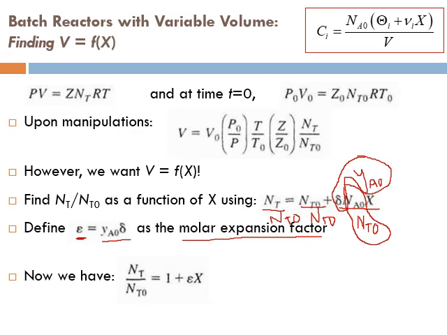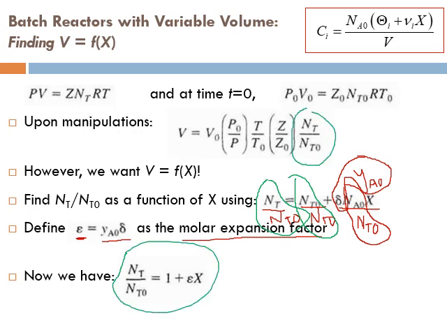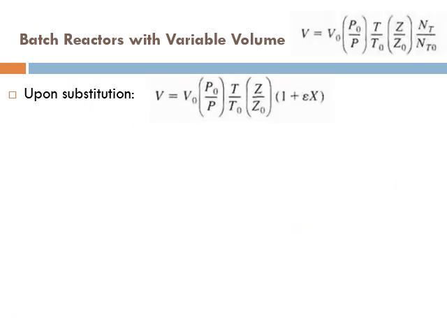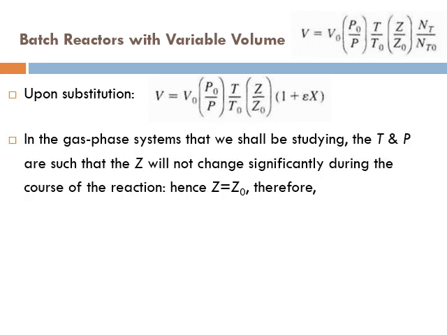Molar expansion factor. Therefore, I can rewrite the above equation as: this guy is N_T over N_T0, this guy is 1, and then we have delta times y_A0, which is simply epsilon, and then we have X. So now we can substitute this part of the equation, N_T over N_T0, with this expression. Here we go: V equals V naught times the pressure and temperature ratios, and now we have 1 plus epsilon X. So now we have V as a function of X, and this is what we required earlier.